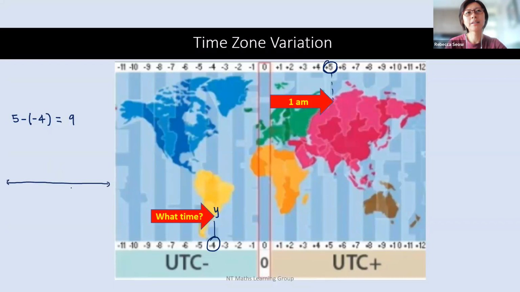So let's consider drawing a timeline. From 1 a.m. to 12 a.m., it will be 1 hour, right? And another, let's count 6 hours before 12 a.m., that would be 6 p.m. So this gives us 7. Another 2 hours, 4 p.m. So in country Y, the time would be 4 p.m.